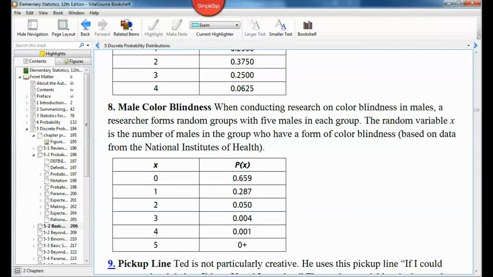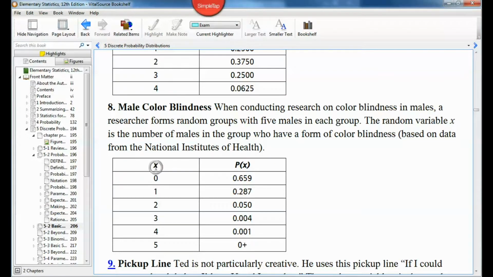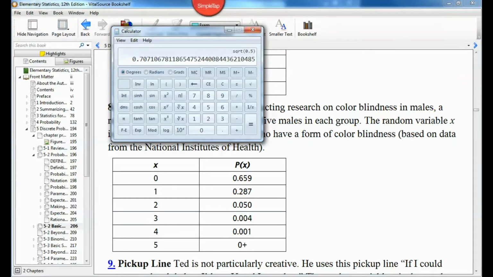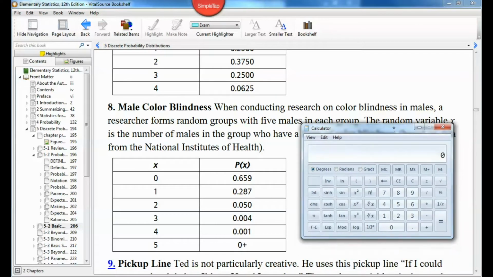So let's see. This is male color blindness. For this to be a probability distribution, I need to have a random variable. Looks like that's happening, right? I need to also have no probabilities greater than 1 or less than 0. Looks like it's happening. The last requirement is I need to know, do all of the probabilities add up to 1 or something that is very, very close to 1.